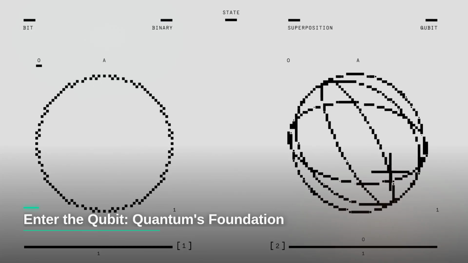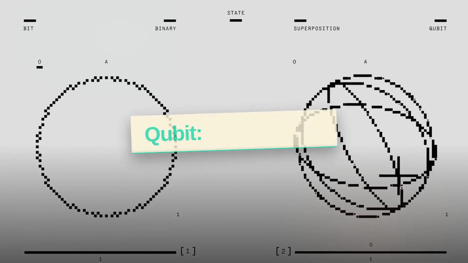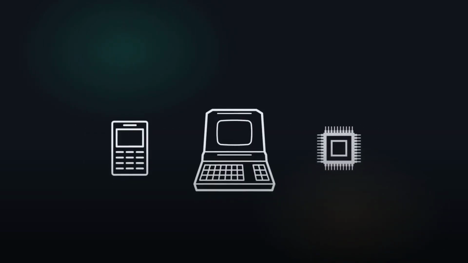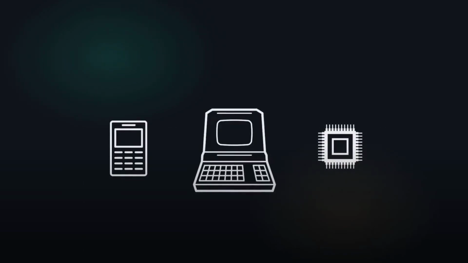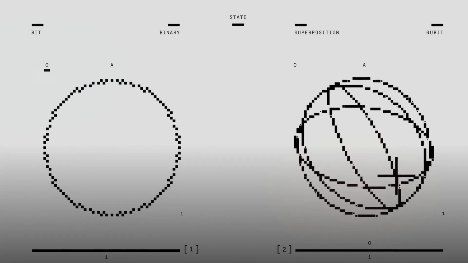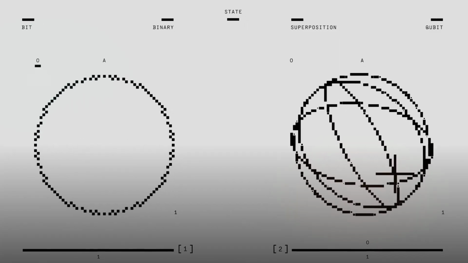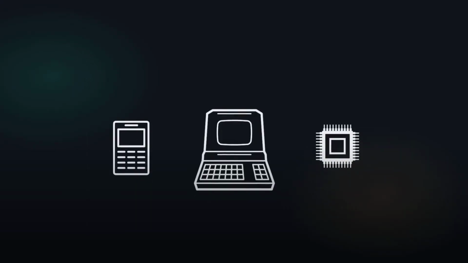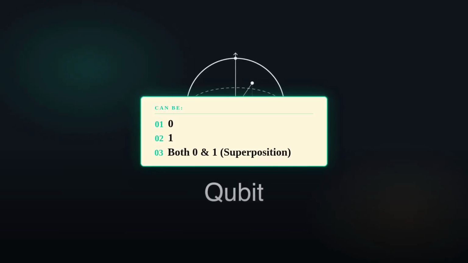Now, let's meet the qubit, the quantum equivalent of a classical bit. Qubits are the fundamental building blocks of quantum computers. Unlike a classical bit, which must be either a 0 or a 1, a qubit can be much more complex. It's not just a light switch, it's like a spinning coin. While it's spinning in the air, it's neither heads nor tails, it's a bit of both. Qubits leverage strange properties of quantum mechanics, like the spin of an electron or the polarization of a photon, to exist in multiple states simultaneously.